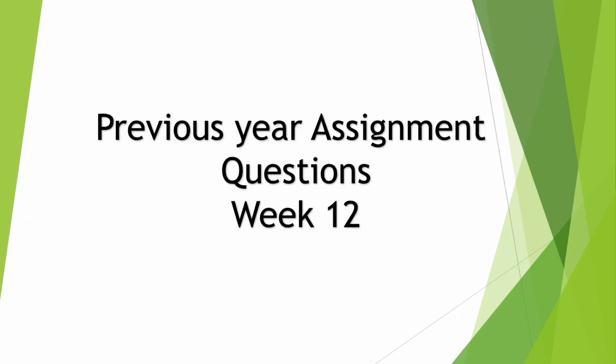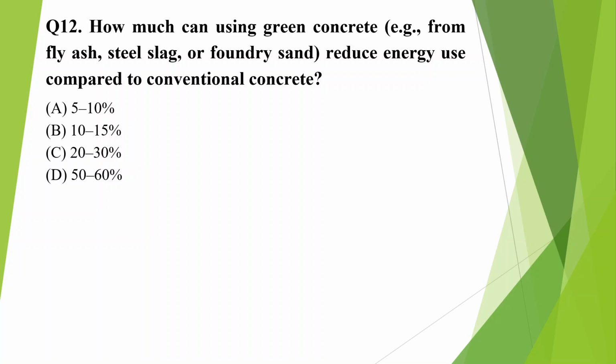So guys, the correct answer for this question number 12 is option C only. Whoever have answered, your colleagues or friends in the chat box, they are correct. This is 20 to 30%, and substituting the conventional cement with the industrial byproduct such as fly ash.